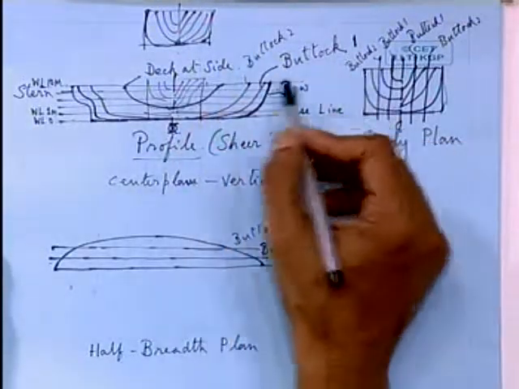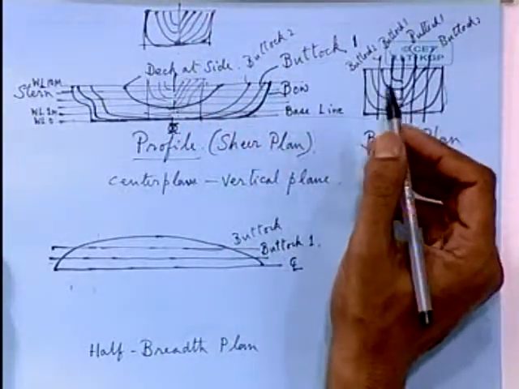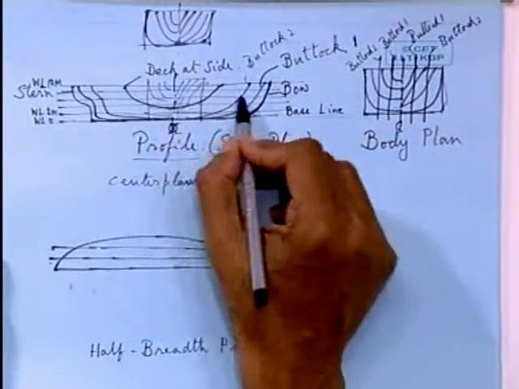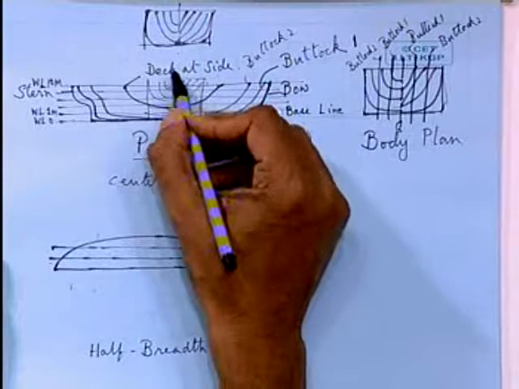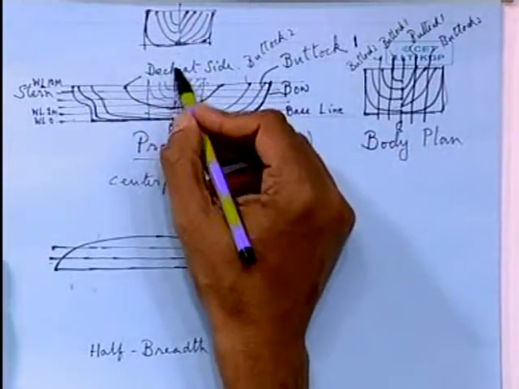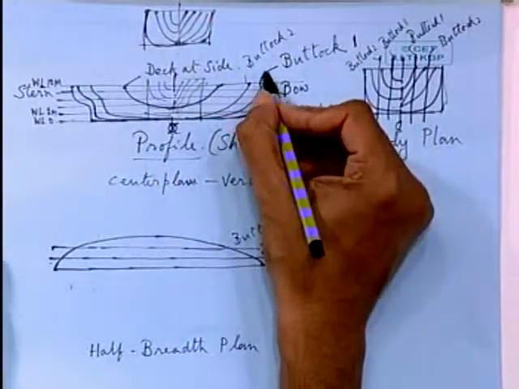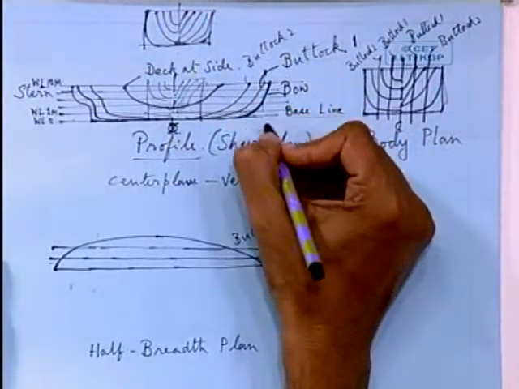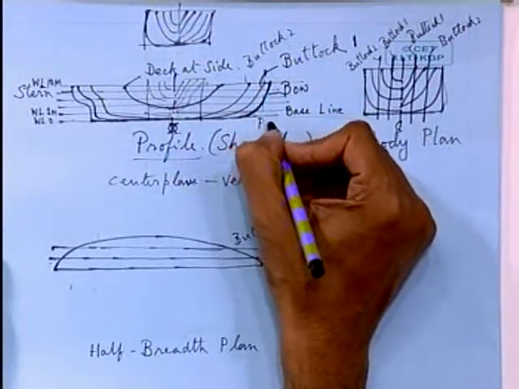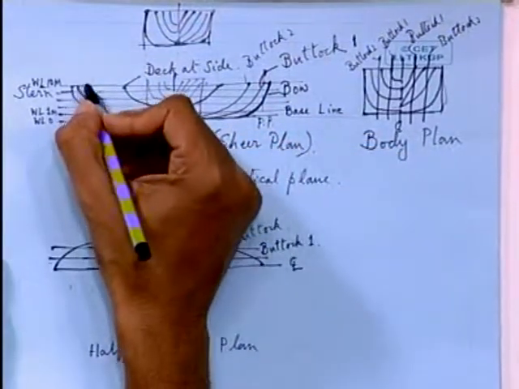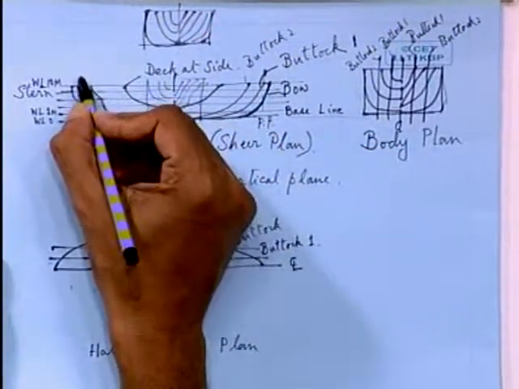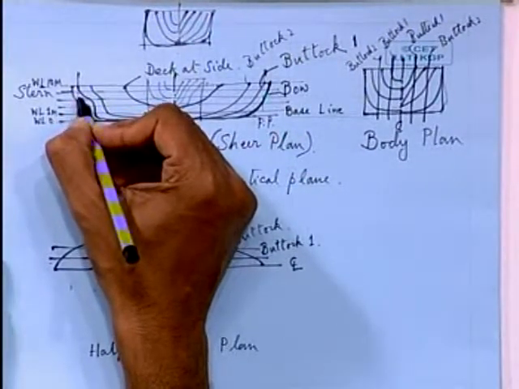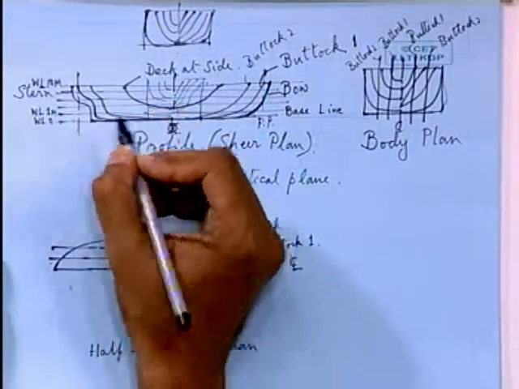Now once you have marked these water lines, immediately you can measure the distances from a certain reference point. Either it is the midship, or at the front you have another reference point which is called the forward perpendicular. I will give you the definitions of this forward perpendicular and after perpendicular, but right now I am just explaining the rudiments of this lines plan.